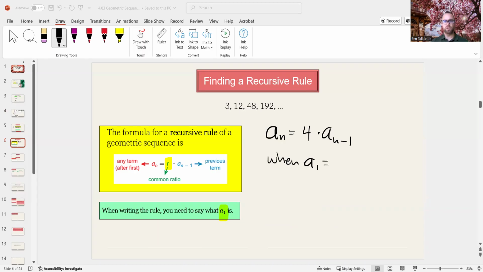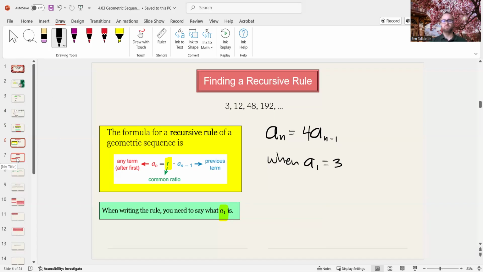And what else do we have? A sub 1 is 3. There it is. So we have a dot here. You might also see it just touching, where a sub n minus 1 is just right up next to it like that. Both things mean multiply.